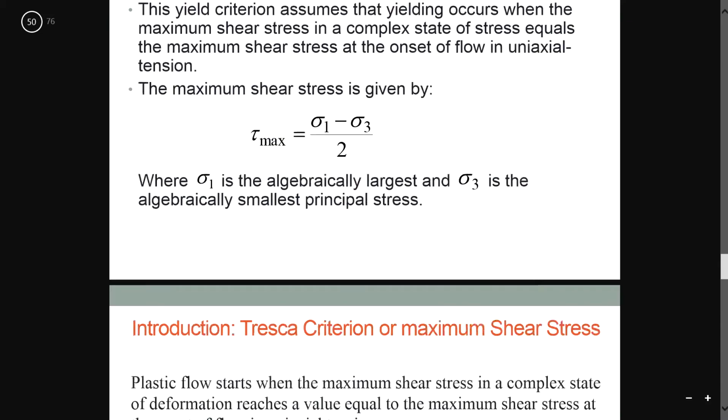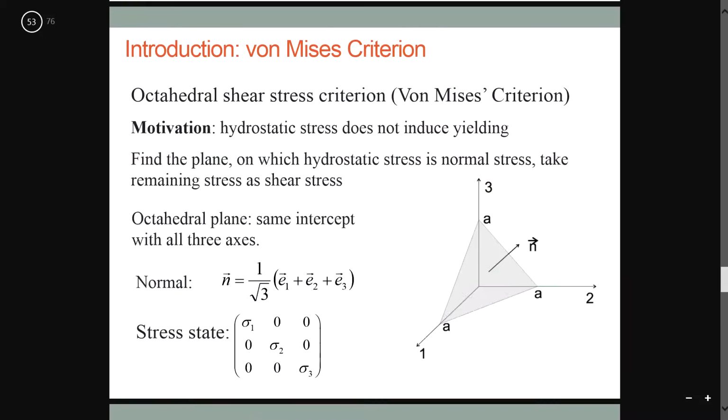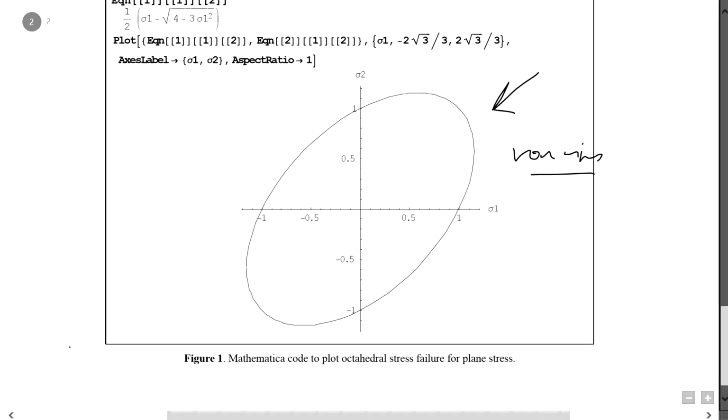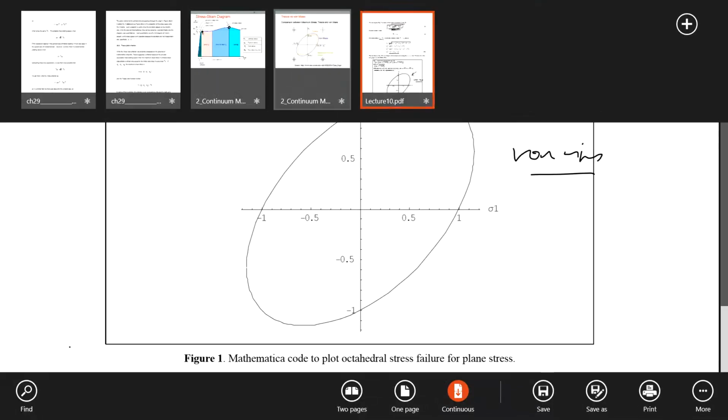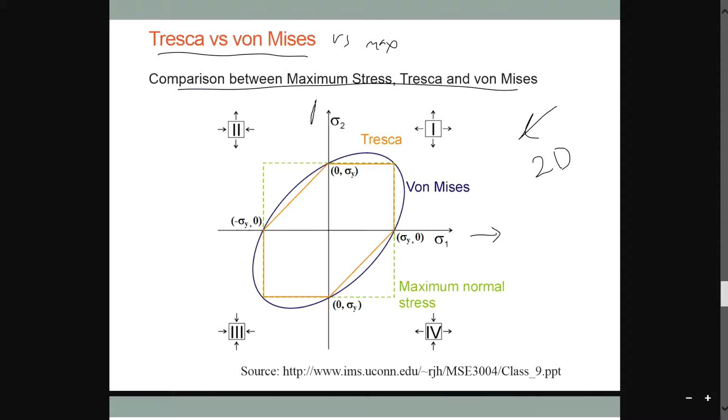And for Tresca, the shape is something like this. Later on we'll talk about it. And for von Mises, we showed you briefly, it looks like this. Therefore if you combine everything together, you have this thing over here: Tresca versus von Mises versus maximum stress. It's a comparison between all of these together: maximum, Tresca, and von Mises. So how do you use this to predict a certain material? You can see we are assuming 2D, sigma 1 and sigma 2 only.